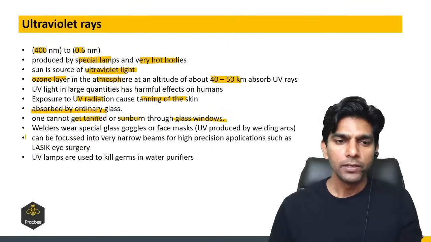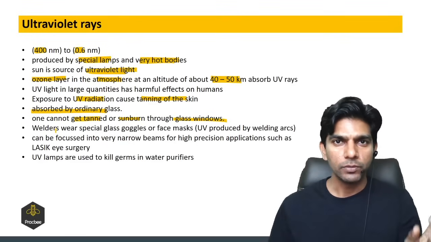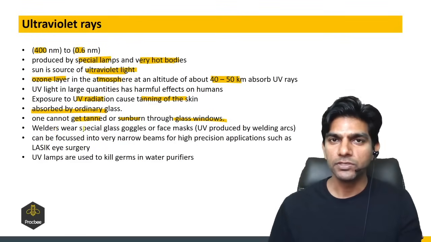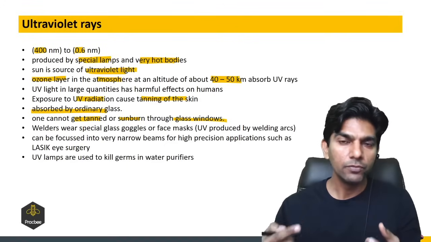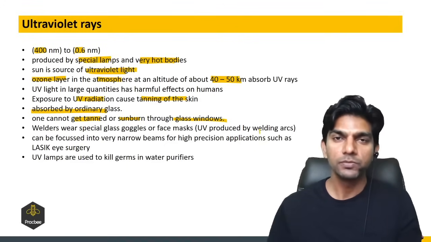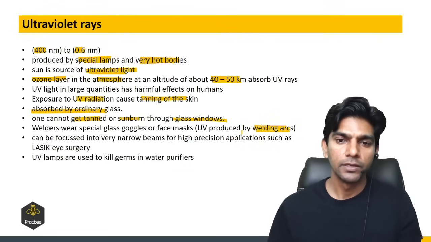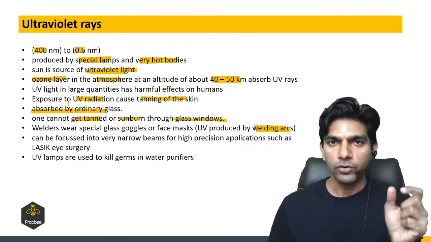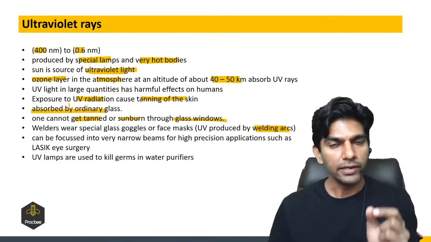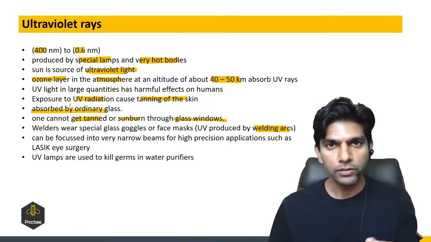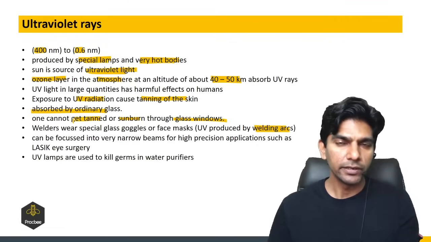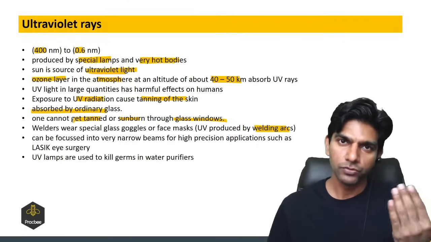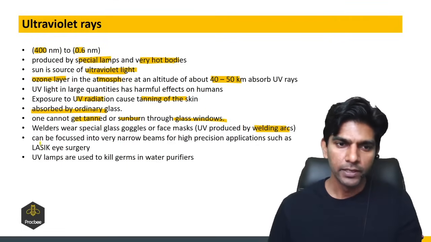Is it clear? So welders, if you talk about welding, right? The welders use special goggles to prevent their eyes from the harmful UV rays which are produced by the welding arcs. And we have already understood that if a body is very hot, and the welding arc temperature is quite large, it will be able to produce ultraviolet radiation, and so that's why they have to wear special goggles.